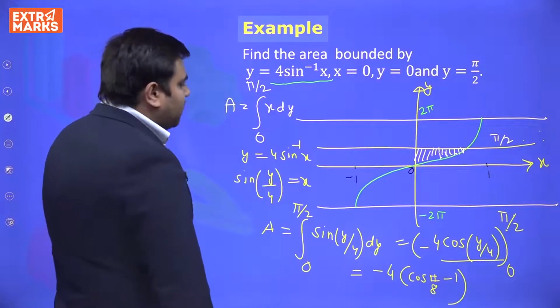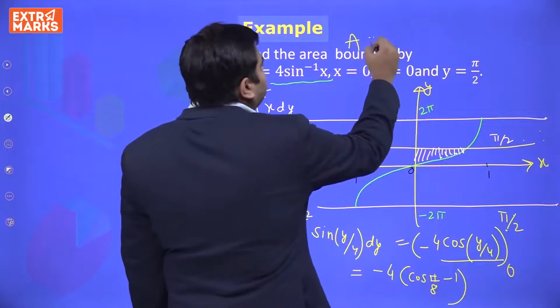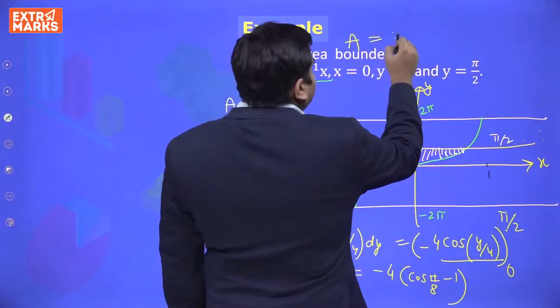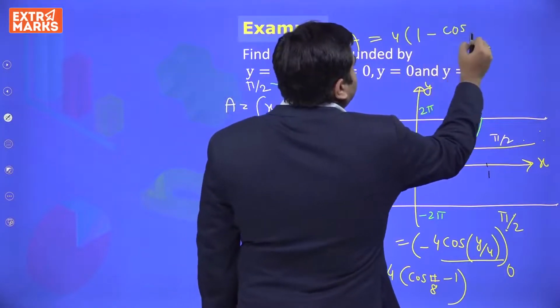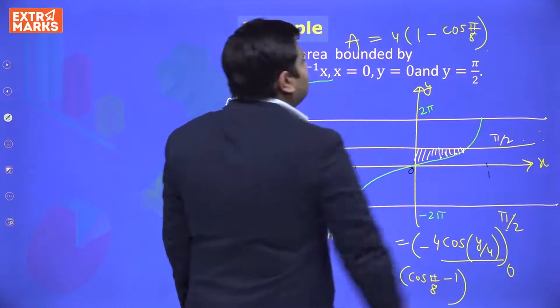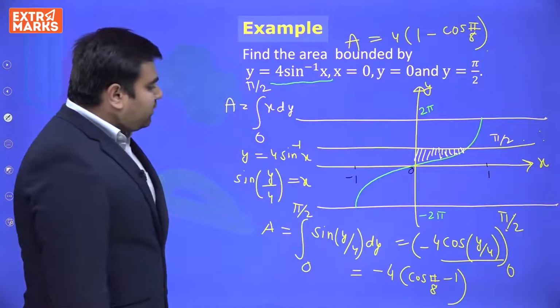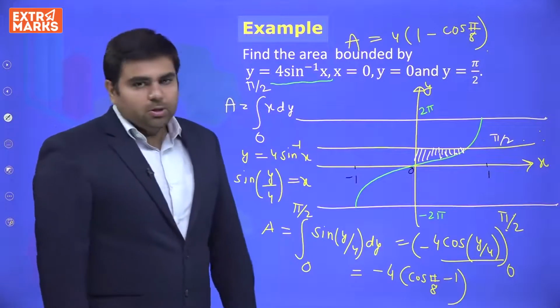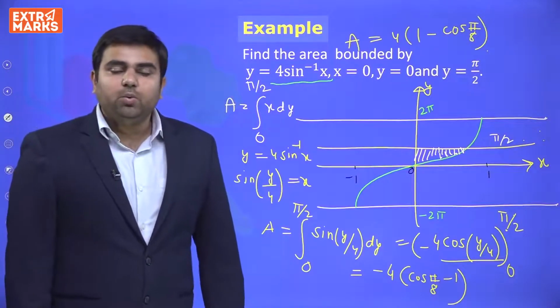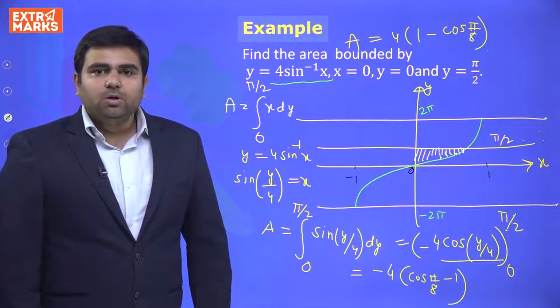So this comes out to be what? I am writing down the final answer over here. This final answer is coming out to be 4 times of 1 minus cos pi by 8. So this is the final answer that we are getting over here, right? So let's move ahead.